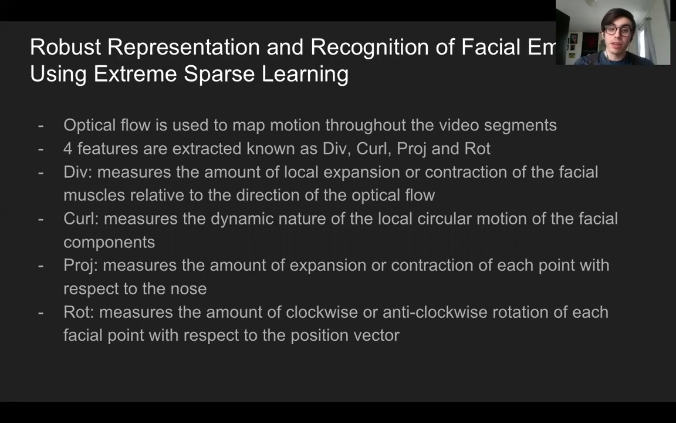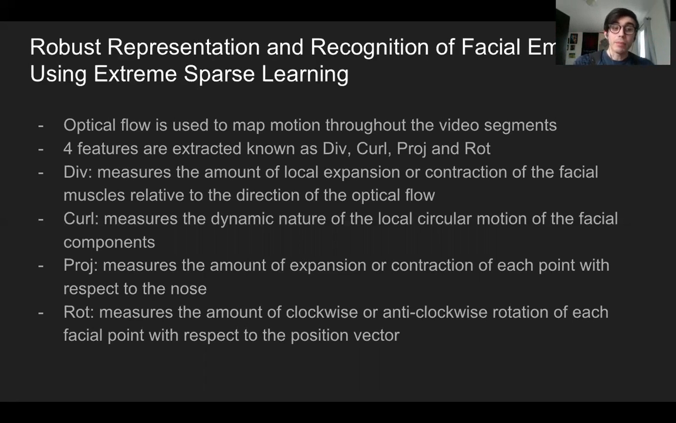Projection measures the amount of expansion or contraction of each point with respect to the nose. So in conjunction with curl, we would notice that, okay, based off my nose, if we move down from my nose and to the left and right, we're noticing a high amount of expansion or contraction, which means to the classification scheme that my mouth is moving.